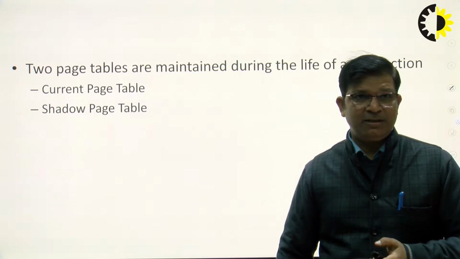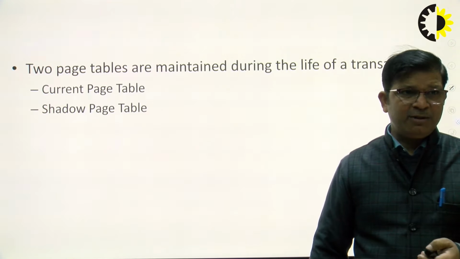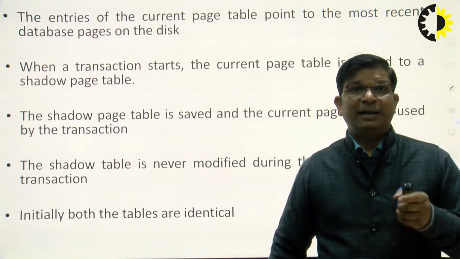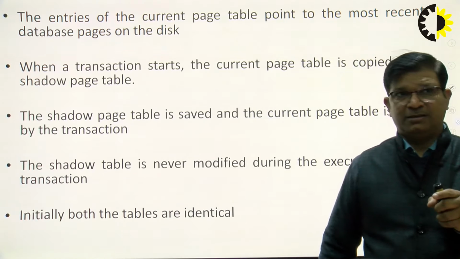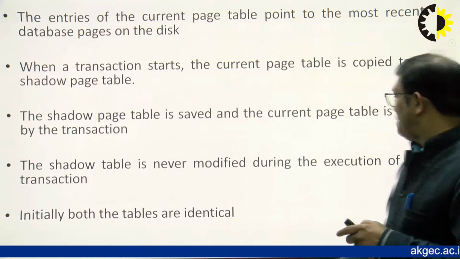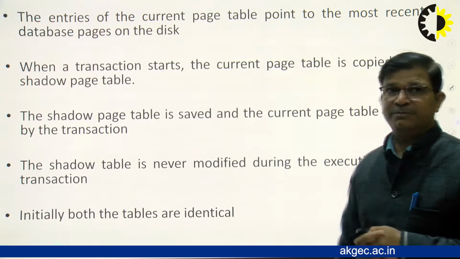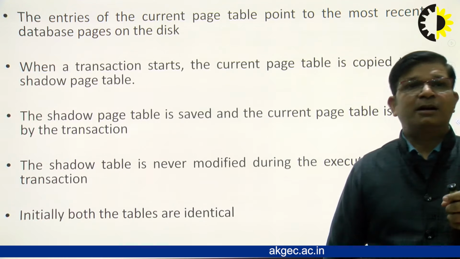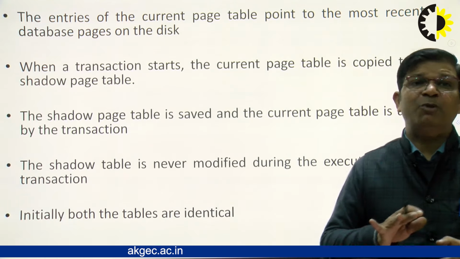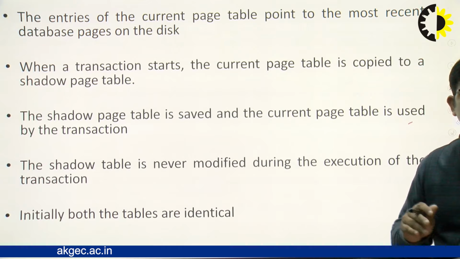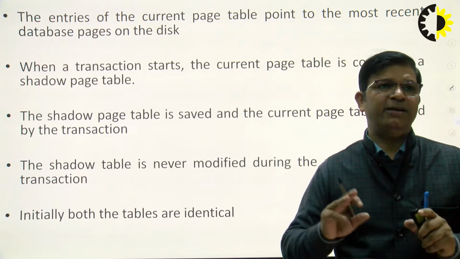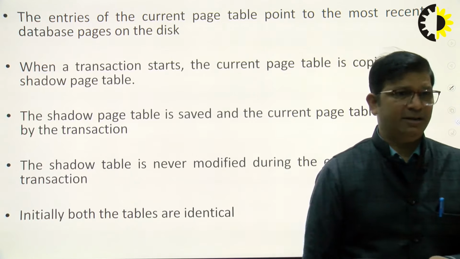So there are two page tables maintained. One is the current page table and the second one is the shadow page table. The current page table points to the most recent database pages, the shadow page table is saved, and the current page table is used by the transaction. When the transaction starts, the current page table is copied to the shadow page table, and the shadow page table is never modified during the execution of the transaction. Initially, both tables are identical until a transaction is committed or completed.